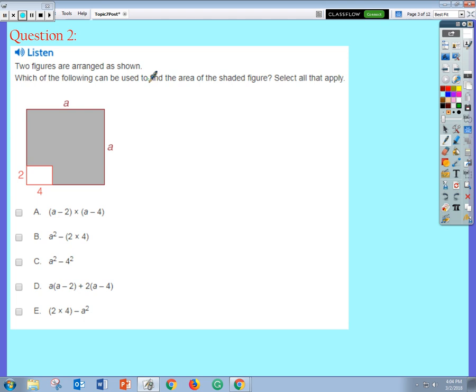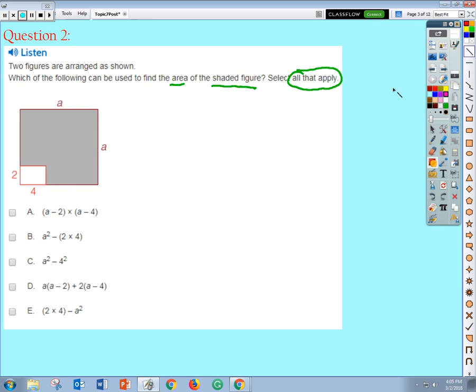2 figures are arranged as shown. Which of the following can be used to find the area of the shaded region? Select all that apply. So that means there's more than one right answer. If I take a look at the shape here, we can see that we have what looks to be a square. The reason why I'm calling it a square is this side is A and so is this side. And that means both sides are congruent. So this is a square.